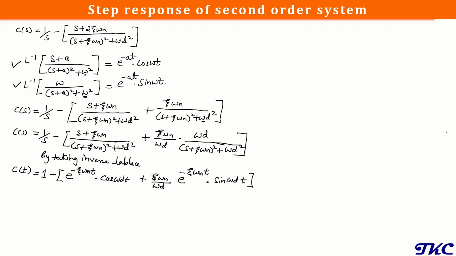Now we can further simplify this expression. So it will be 1 minus, we can take out e raised to minus zeta omega n t term because it is in both the terms. So we will be having e raised to minus zeta omega n t, in bracket we will be having cos of omega d t plus zeta omega n. Now here omega d we can write as omega n under root of 1 minus zeta square, that is the damping frequency, into sine of omega d t.